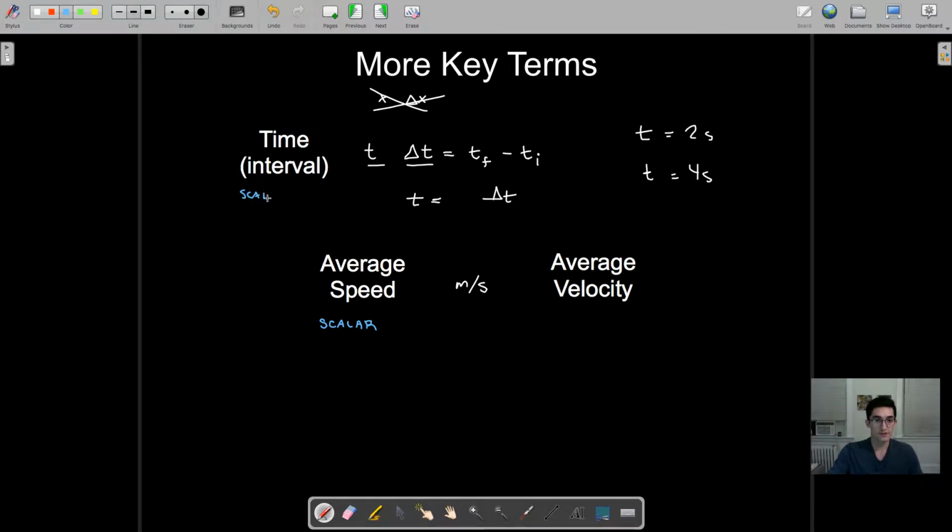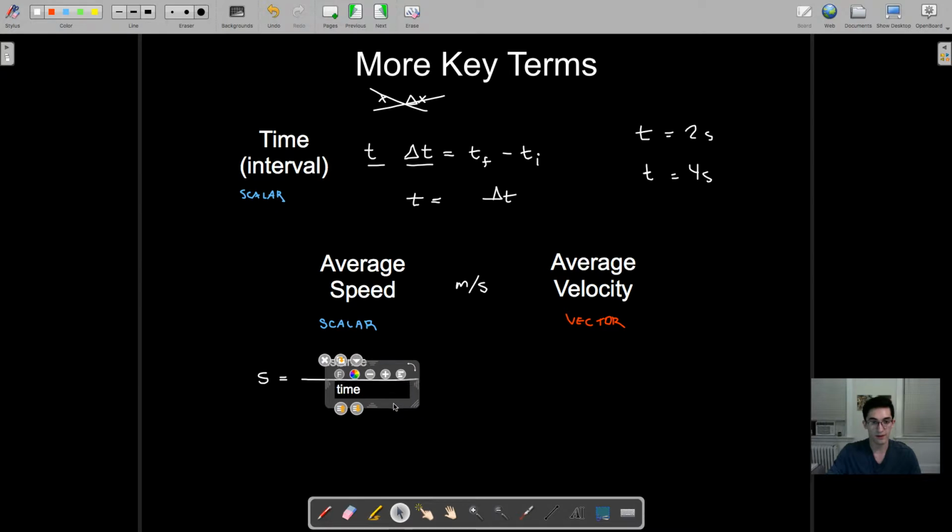Speed and average speed is a scalar. Meanwhile, average velocity is a vector. So that means that speed does not have a direction associated with it. Meanwhile, velocity does. And their definitions are also slightly different. We say that speed, I'm going to use a little s for speed in this class, is equal to distance over time, okay? Distance over time.